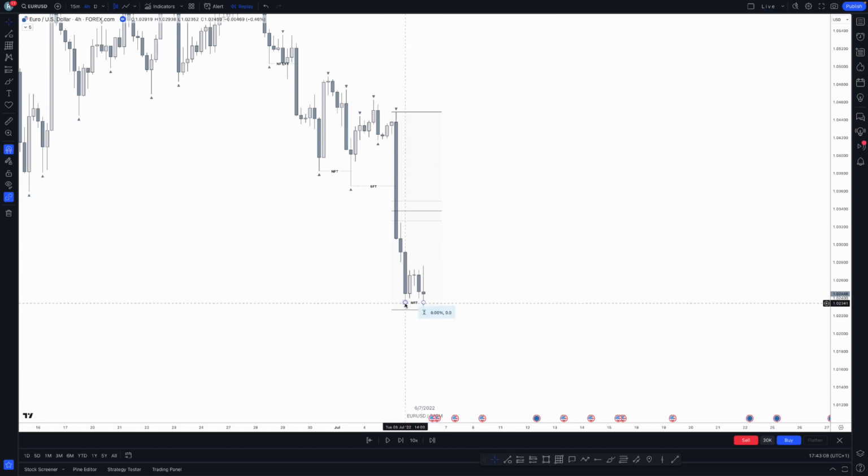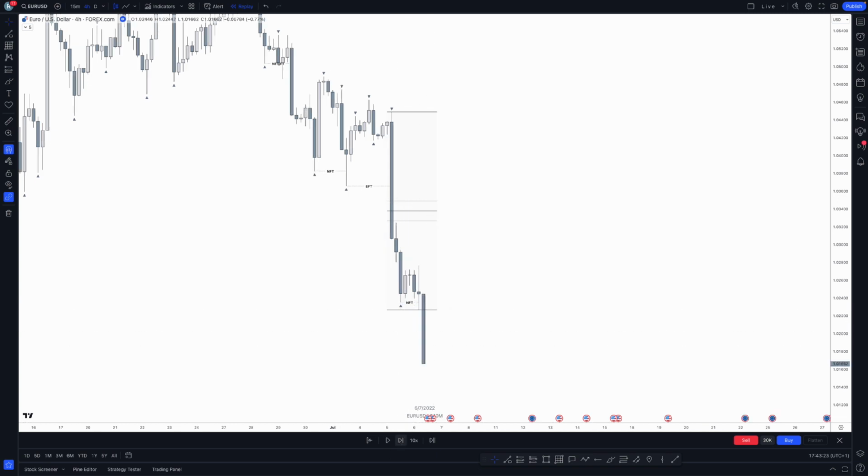As you will notice, after this fractal has been interacted with, there is no fractal below this one to move our range, so our range still remains intact. Our range high is still this one right here. Our range low would be this new low right here, which has just taken out this fractal low. And then let's see what happens with price.